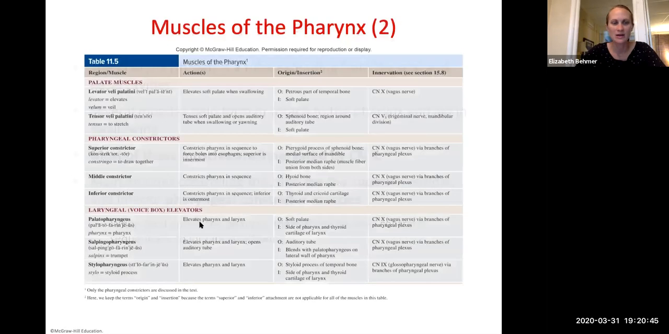Okay, so these are some pharynx muscles. I don't think there's many of these on your lab exam list, and I don't think I ask you too much about this in your notes. So I'm going to keep moving from here.